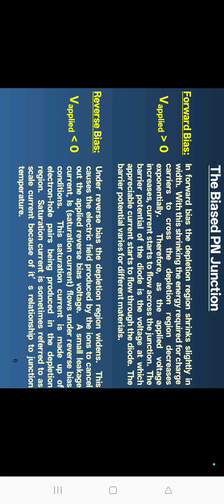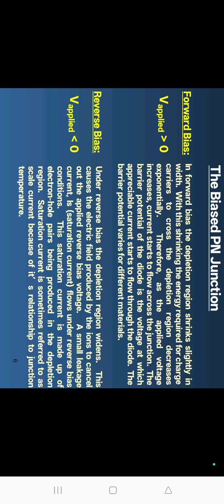The barrier potential of the diode is the voltage at which appreciable current starts to flow through the diode. The barrier potential varies for different materials. Reverse bias: under the reverse bias condition, the depletion region widens. This causes the electric field produced by the ions to cancel out the applied reverse bias voltage. A small leakage current, IS, the saturation current, flows under reverse bias condition.